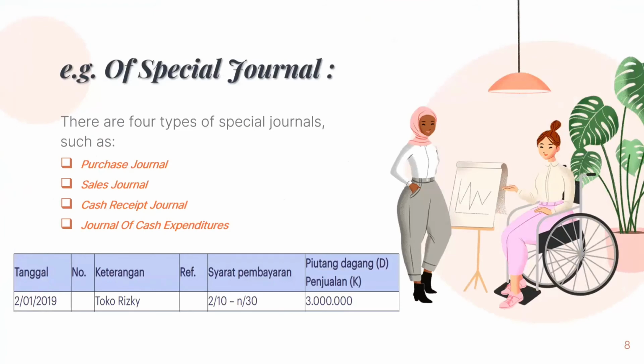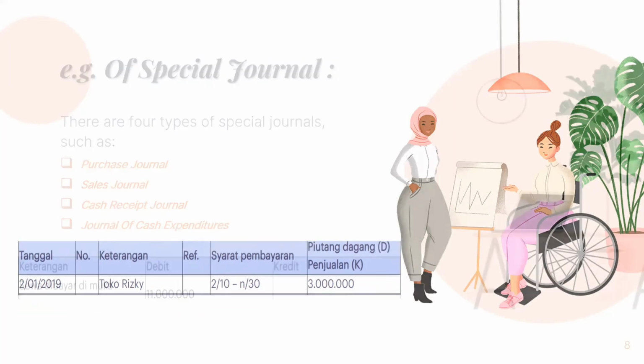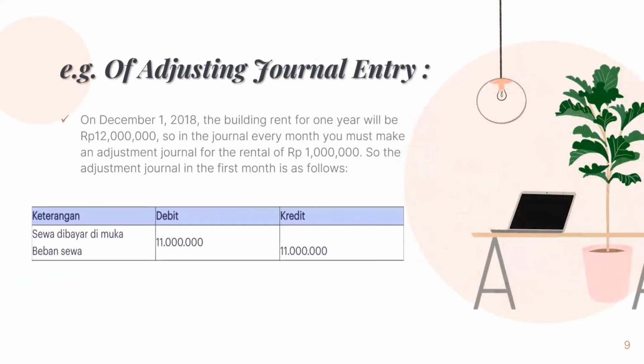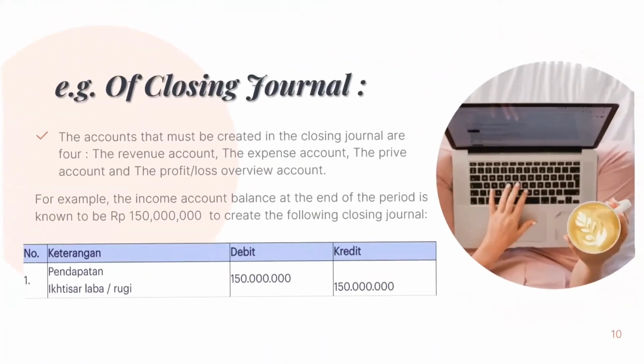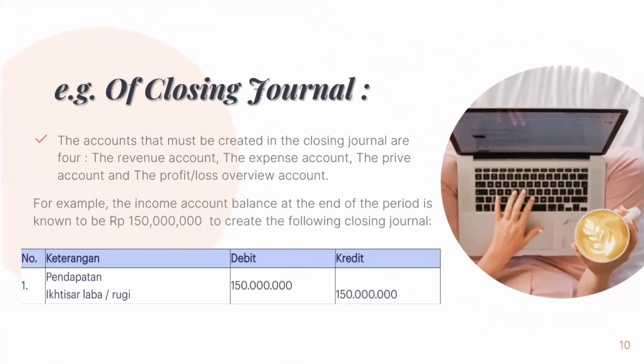There are four types of special journals such as Purchase Journal, Sales Journal, Cash Receipt Journal, and the last is Journal of Cash Expenditures. This is an example of adjusting journal entry. This is an example of closing journal.